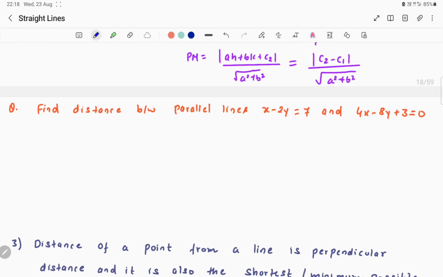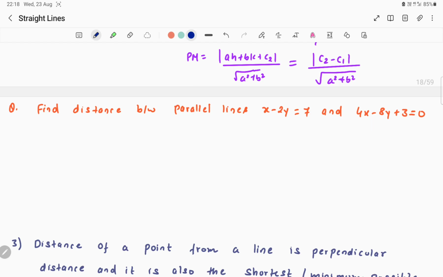So let's see a question exactly on the same concept. They have given x minus 2y equal to 7, and they have given this. So first thing, are they parallel? The answer is yes. When you calculate the ratio, 1 by 4, and minus 2 by minus 8 is also 1 by 4, which is not equal to minus 7 by 3. So clearly the lines are parallel.